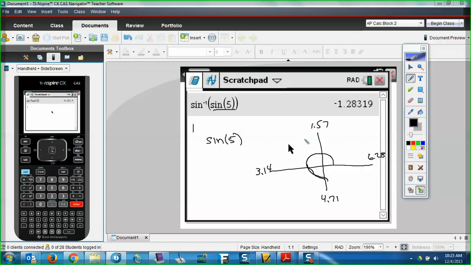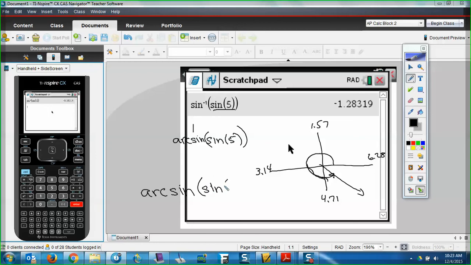So 5 radians is right here. So sine of 5 radians is this angle right here. Now we want the arcsine of that. Now here's what we did yesterday. We did the arcsine of the sine.